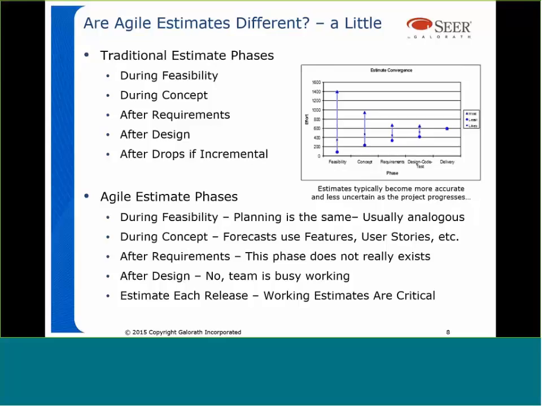Okay, and then after design, same thing. There really is no notion of when design is done. You're busy building the project. You're doing your coding. You're doing your testing. You're refactoring, whatever it may be. Okay, so there's no real phase for an estimate right there. But then after each release, it's another point in time, just like what we did up top with incremental deliveries. So it's really critical to have good working estimates after each of these release cycles. Okay, and we'll talk about sprint estimates in a moment.